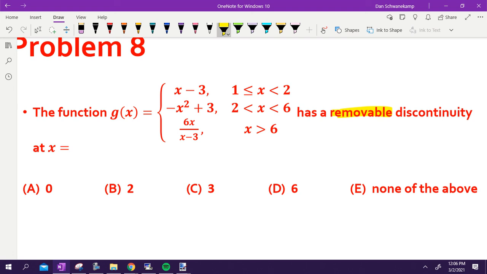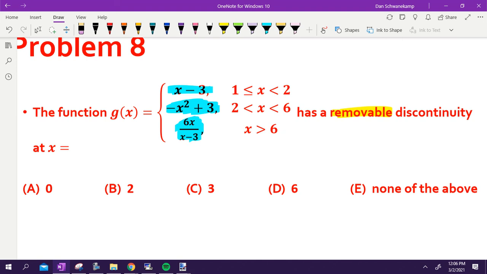What is a removable discontinuity again? A hole. Okay, so let's see just the functions themselves. x minus 3. What shape is that? A line. Does it have a hole? No. So that's not going to get me a hole. Negative x squared plus 3. That's a parabola. Does it have a hole? No. 6x over x minus 3. Does that thing have a hole? No, it has a vertical asymptote. It doesn't really matter, though, anyways, because it's happening at 3. And we only graph that one when it's greater than 6. So, all right, there's no holes there.